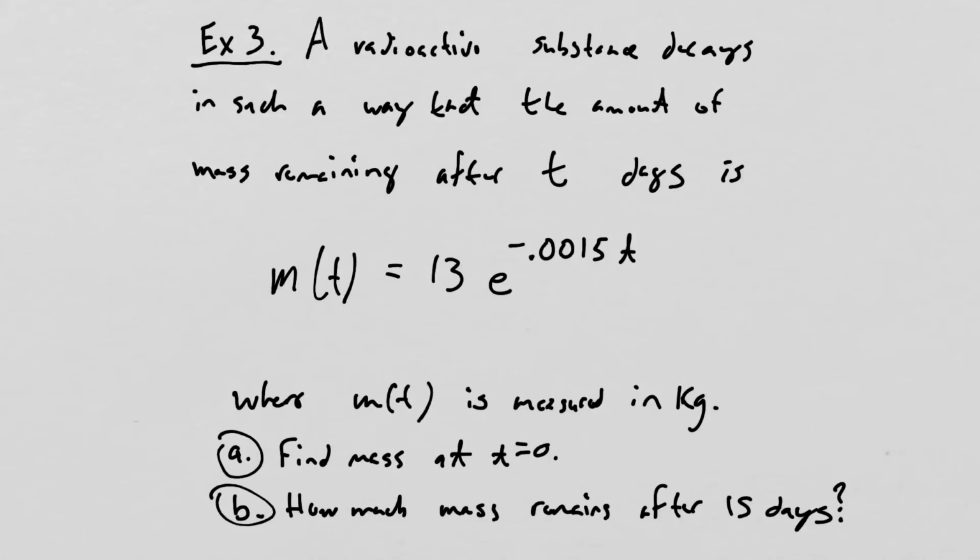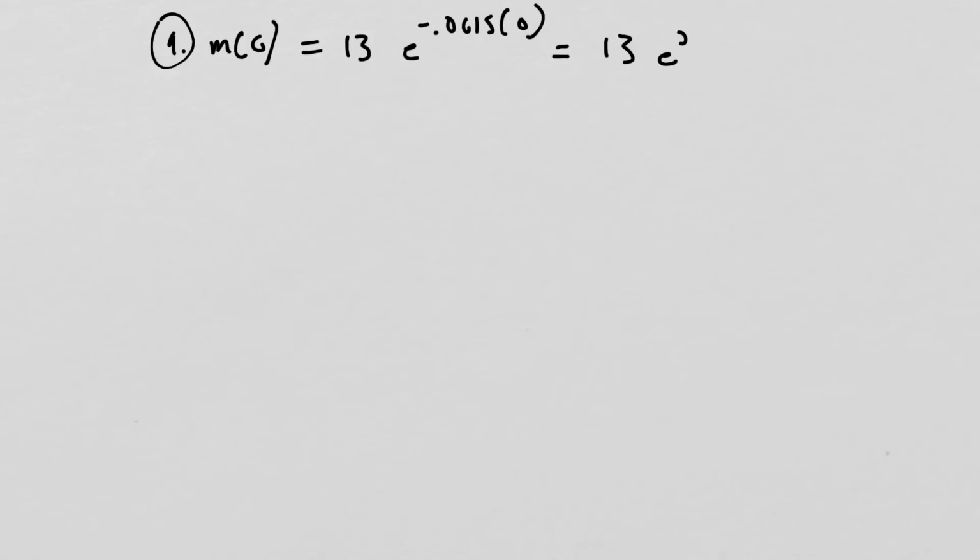So part A is really a warm-up. We want to find what our mass is at time 0. Plugging this into the equation, we get 13e raised to the negative 0.0015 times 0. This is equal to 13e to the 0, which is equal to just 13. So at time 0, we have 13 kilograms.